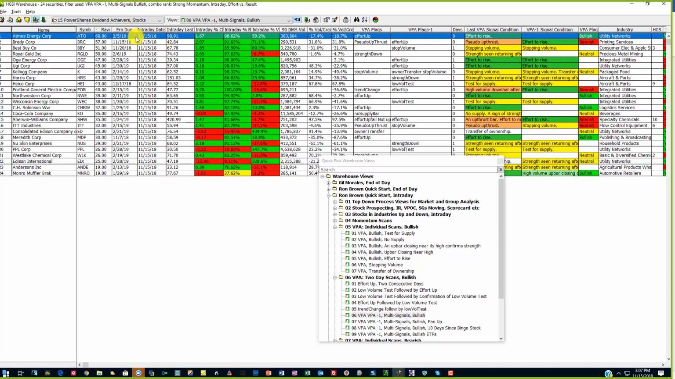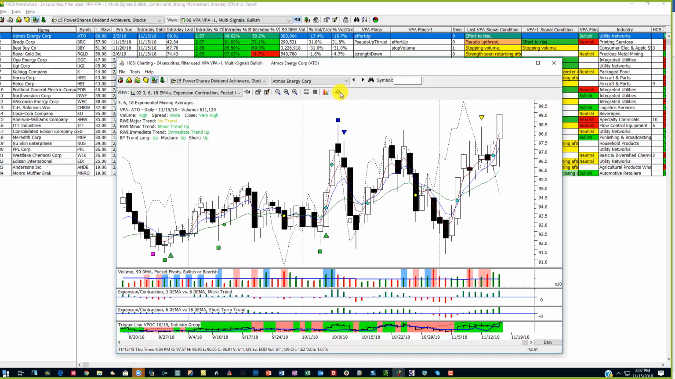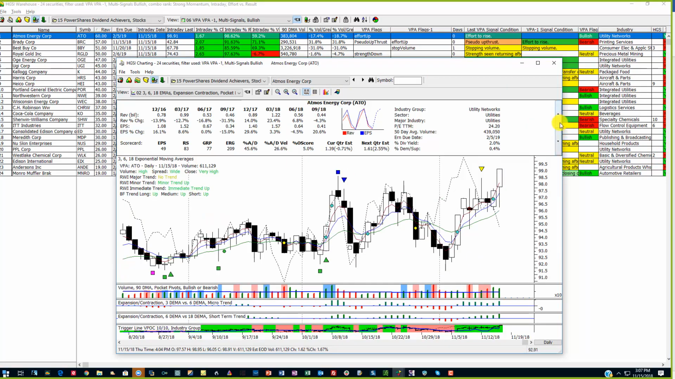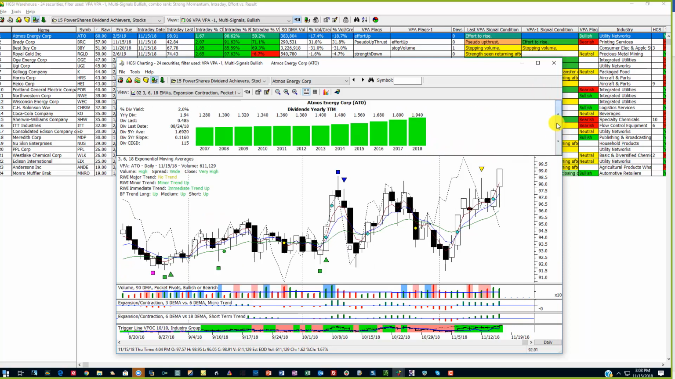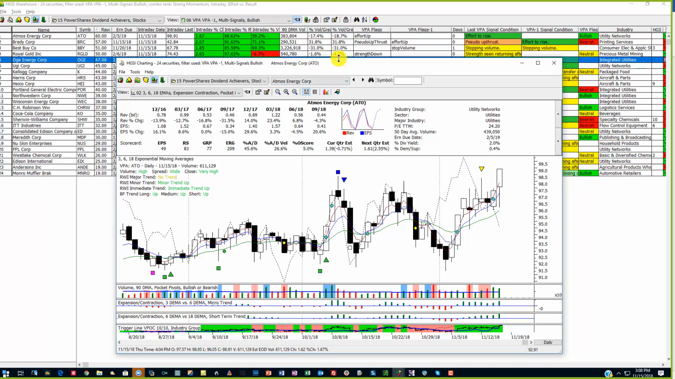If you're looking for power shares, dividend achievers, let's just go to this chart right here. You just bring up the fundamental panel, and then you click up one, and this shows you the dividend growth over the last 10 years, 11 years. So if you're looking for a stock that is yielding, and here's your yield right here, you could concentrate on these power shares dividend achievers.